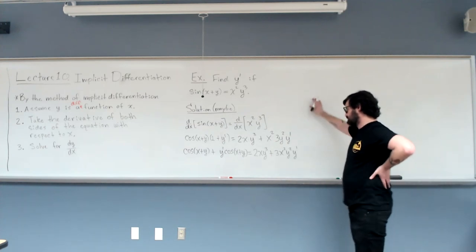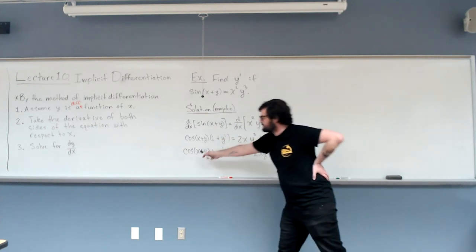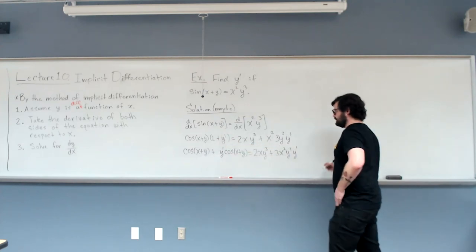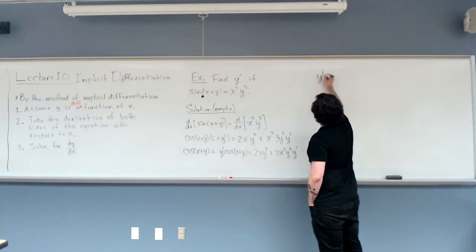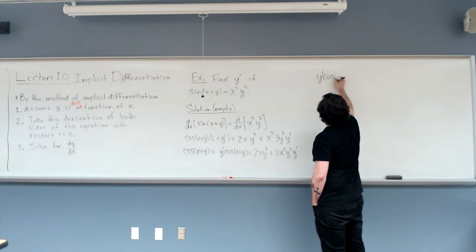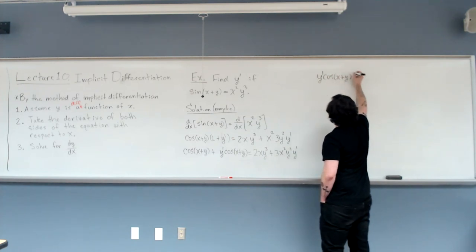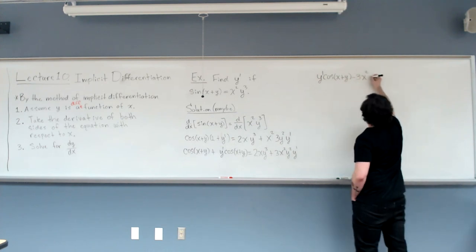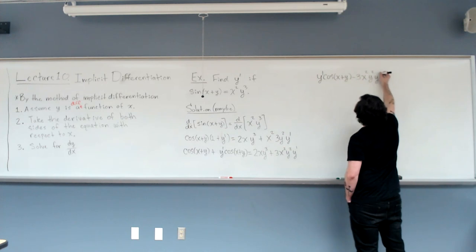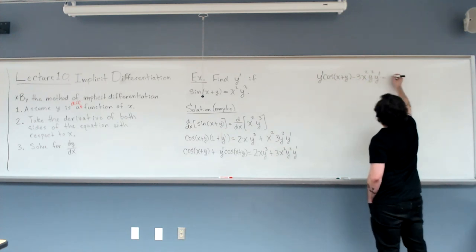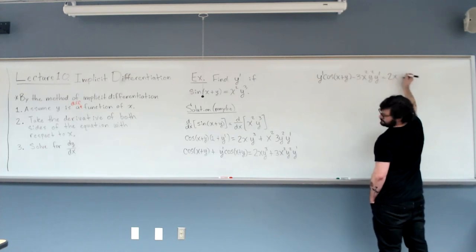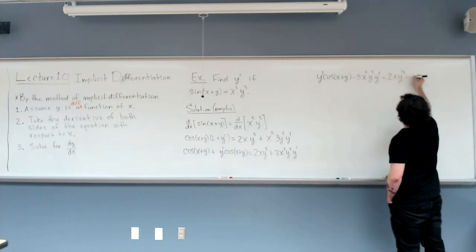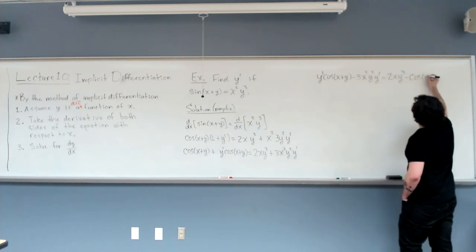I think the easiest way, I guess, is to move this piece, cosine of x plus y, onto the right-hand side, and move this piece to the left-hand side. So if I do that, I'll get y prime times cosine of x plus y minus 3x squared y squared times y prime is equal to 2x y cubed, and then minus cosine of x plus y.